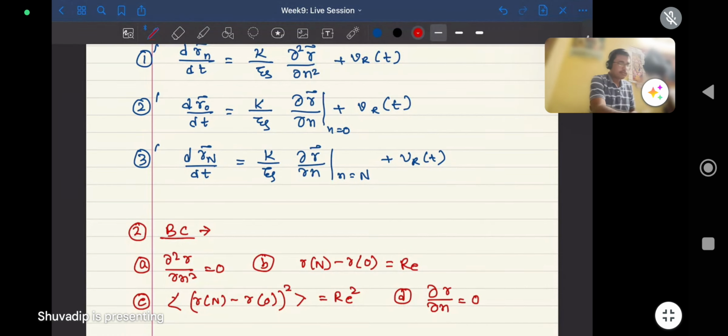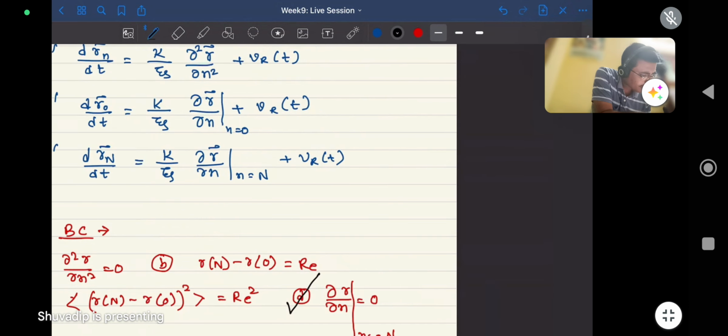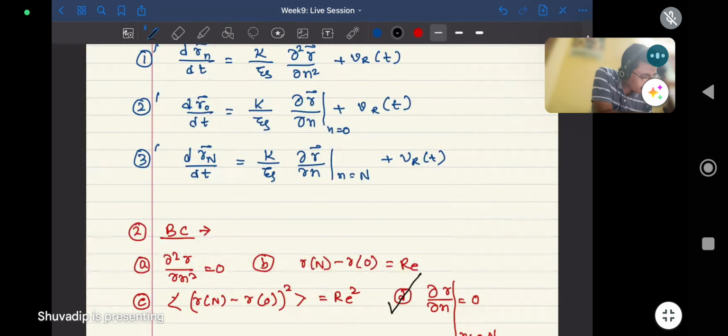Now these are the options, but del r del n will be 0 only, more appropriately, at n equal to 0 and capital N. So this is the correct option, because these ends are perfectly free. The partial derivatives of r with respect to n at these two positions, n equal to 0 and capital N, will be 0. So these are the boundary conditions of this system.